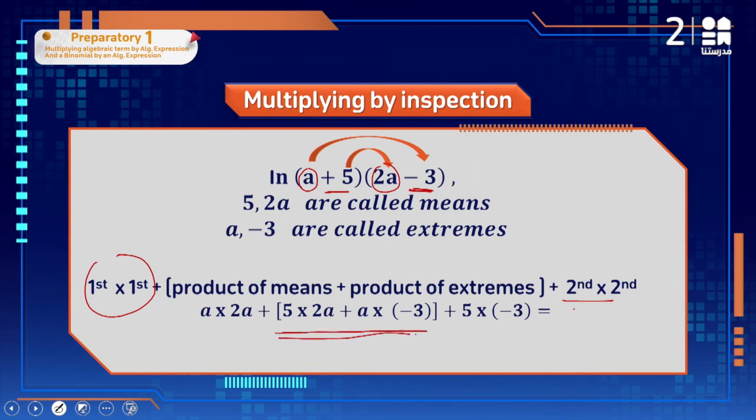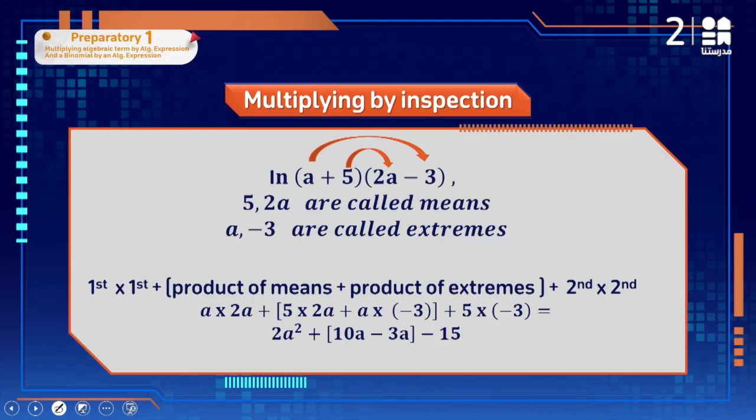Let me put 2 lines on it. So 5 times 2a, means, plus a times negative 3, extremes. Then simplify the expression. A times 2a is 2a to the power of 2, because this a is to the power of 1, and we add the exponents. Then 5 times 2a is 10a, plus a times negative 3 is negative 3a, plus 5 times negative 3, positive times negative is negative, and 15.